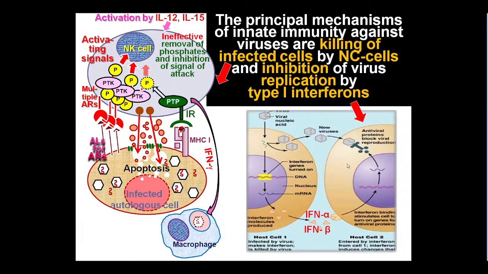And with this, the right cell becomes ready to withstand attack of the viruses and prevent the replication of viruses, because here the antivirus proteins are synthesized as a result of the signaling via the interferon alpha and interferon beta receptors.